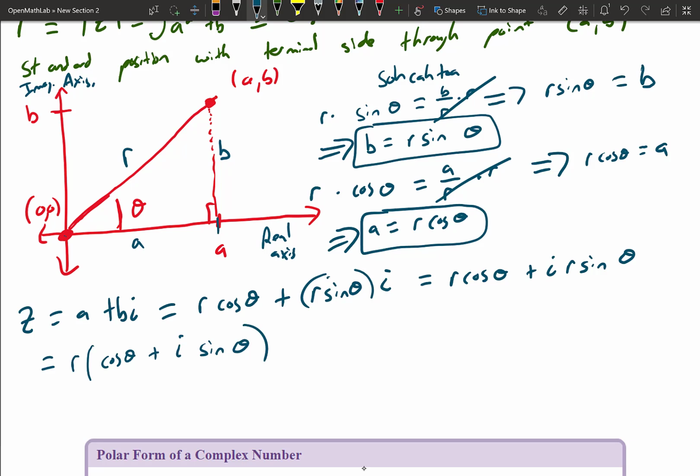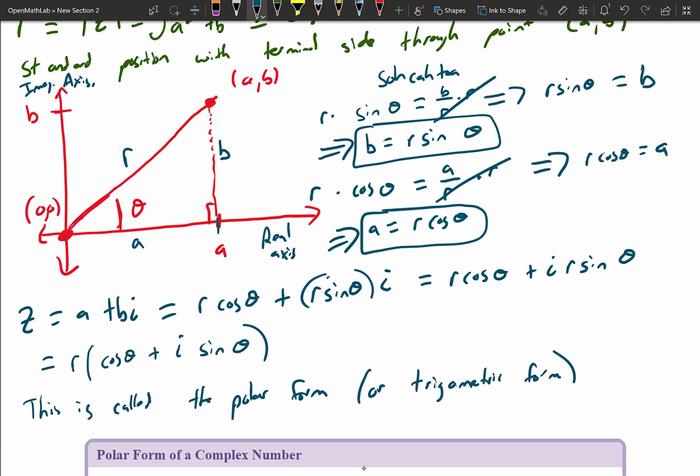Right? So this guy is called the polar form, or a trigonometric form, of a complex number.